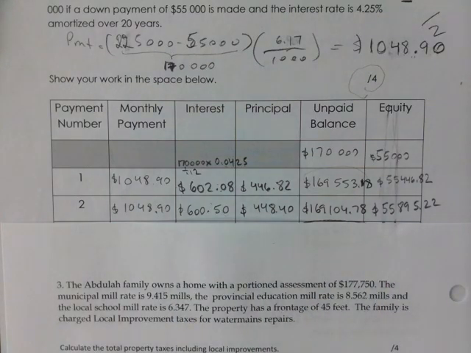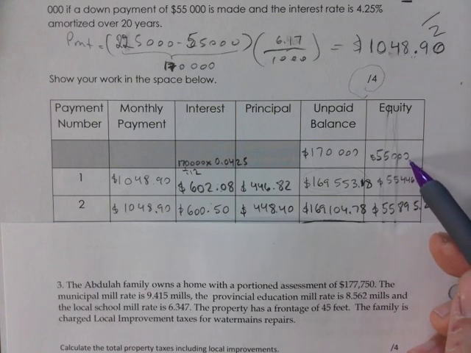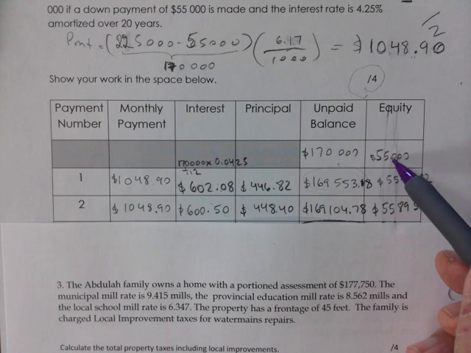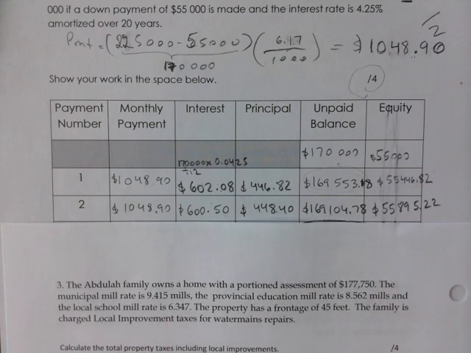I got everything right except for equity. What did you do there? Just curious. I did the mortgage 170,000 to get the down payment. Oh, so you put 170 and 170? Yeah, but I got the cents right. I just did it wrong. You were adding. Yeah, I was. Okay.